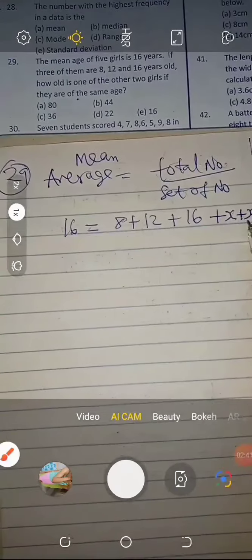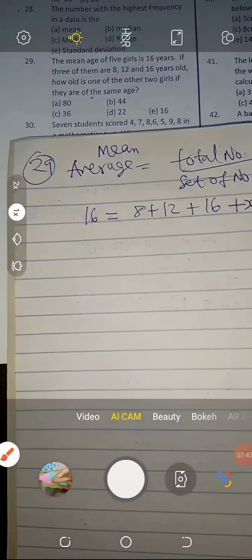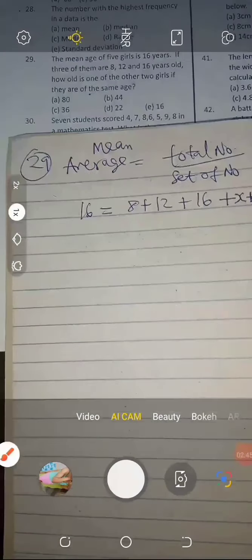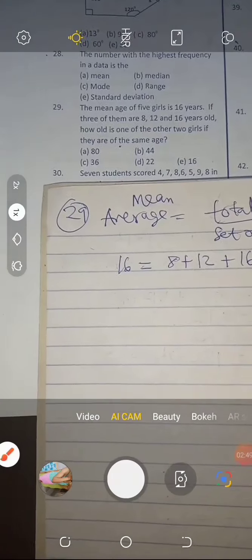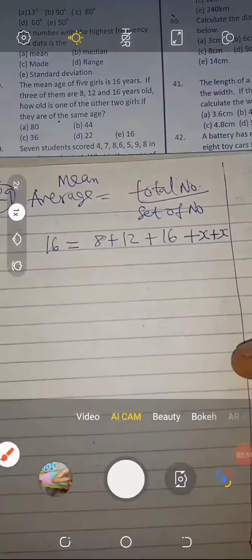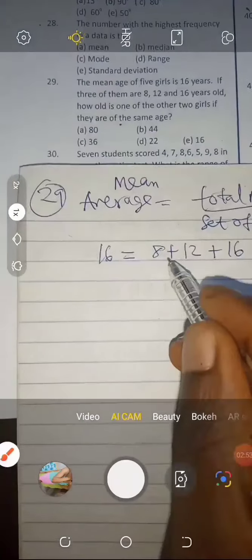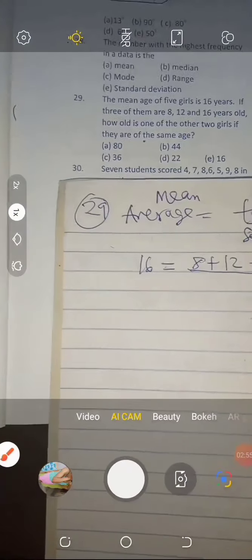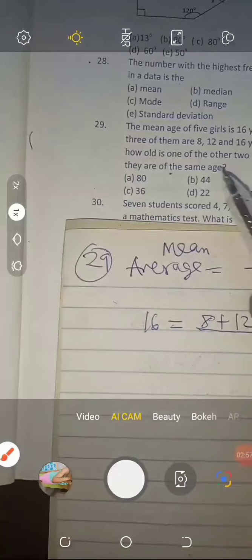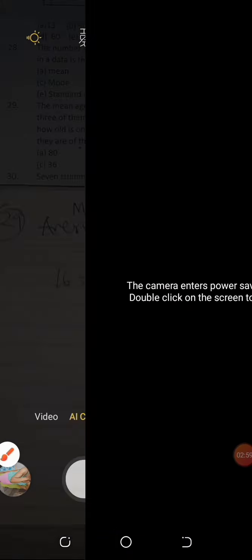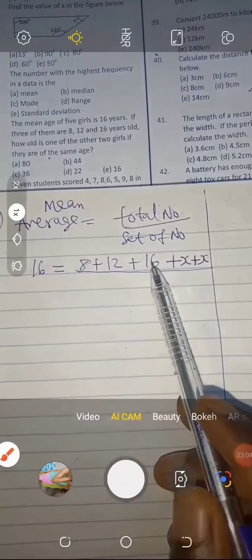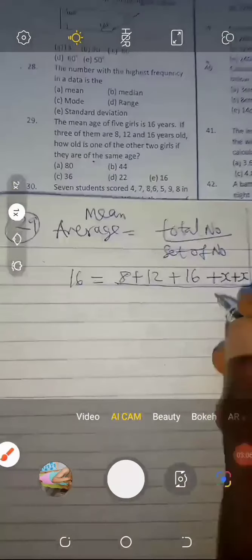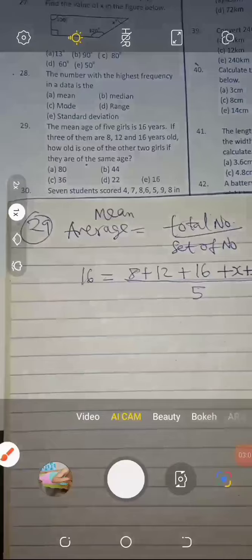That x plus x means x is for the first girl and x for the second girl. I'm talking about those other 2 girls according to the question. Since they have the same age, I'm using x for the first one and still x for the second one, all over the set of numbers. Remember the question said there are 5 girls. If you count, 1, 2, 3, 4, 5, we have 5. So the set of numbers is 5.